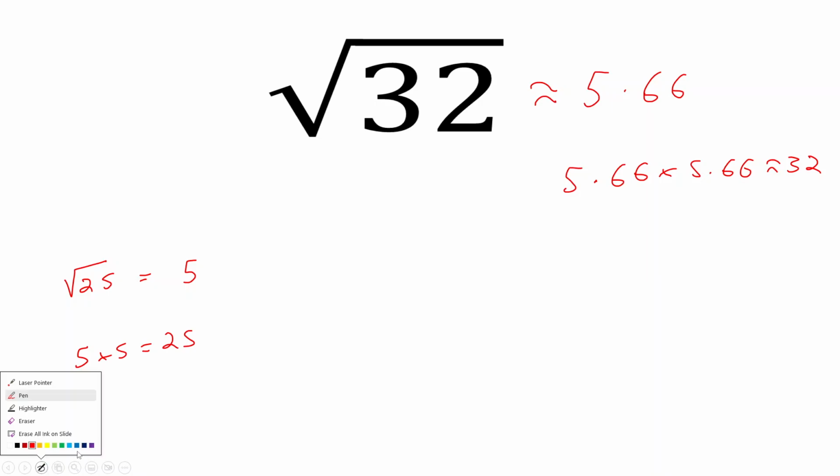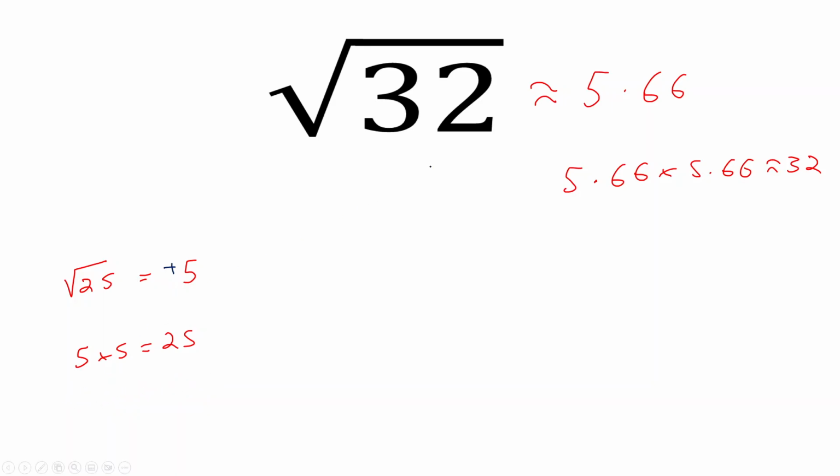Note also that you could have positive 5, but it could also be equal to negative 5. Because if you do negative 5 times negative 5, if you multiply two negatives, you also get a positive answer. But for the sake of this video, we're just looking at the positive numbers, because at GCSE, unless they ask you for a negative solution, we're just focused on the positives. But it's important to note that there is a negative answer here as well.